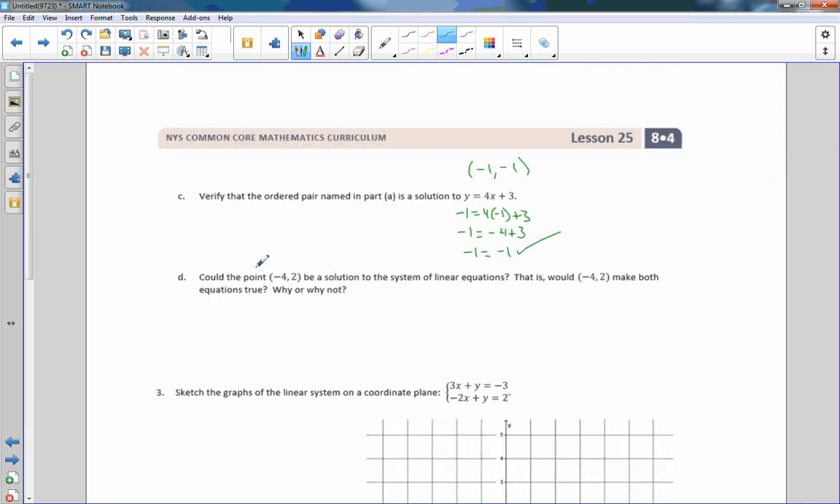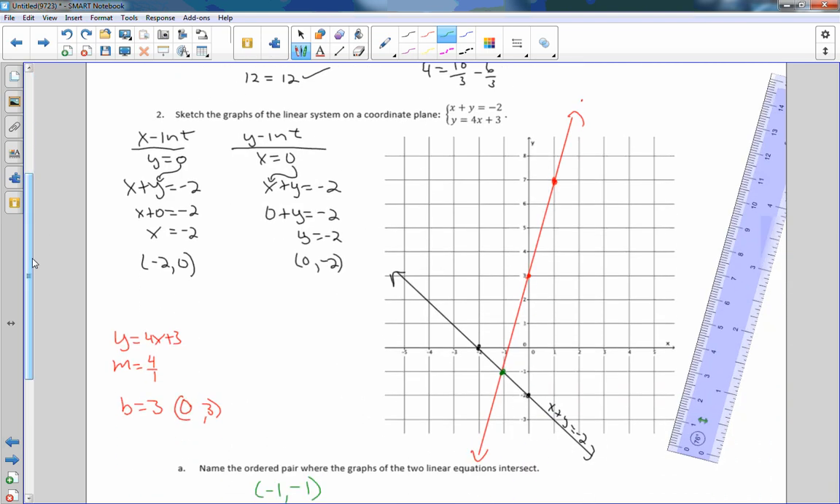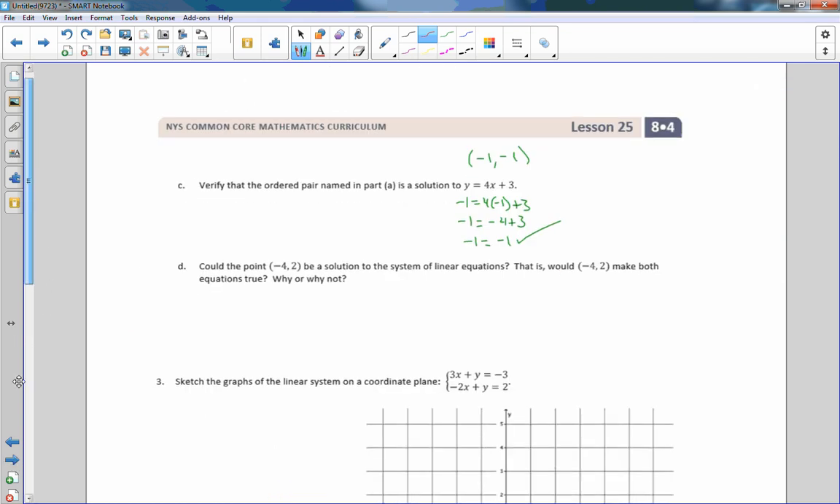Now it's asking if this point could be a solution to the equation, (-4, 2). All right, so I'm going to plot that point. (-4, 2) is right here. I'm on the black line, but I'm not on the red line, so I would say right there that no, it is not a solution. And I did not label this y equals 4x plus 3. Okay, so this is a solution to x plus y equals -2, but it is not a solution to y equals 4x plus 3. And I could check that, and I will check that.